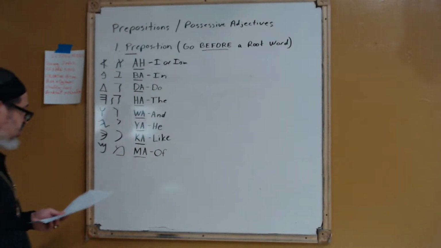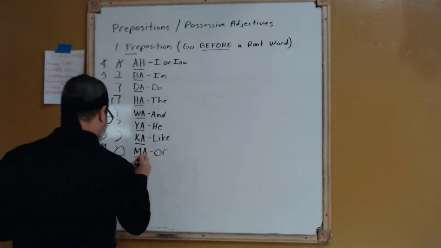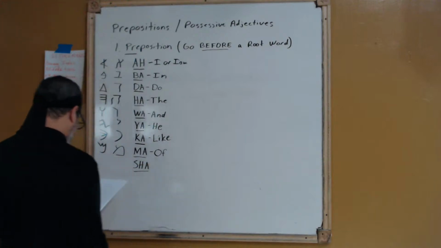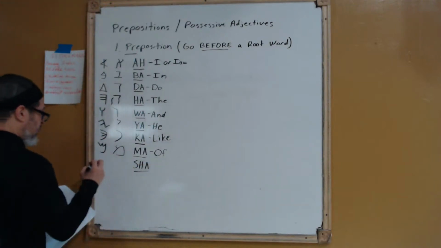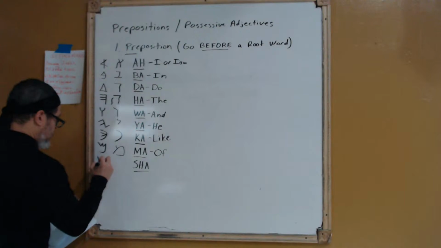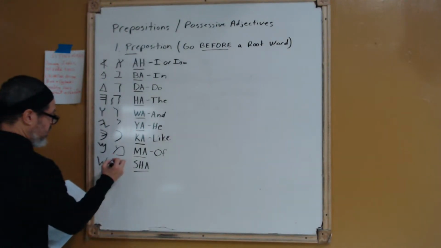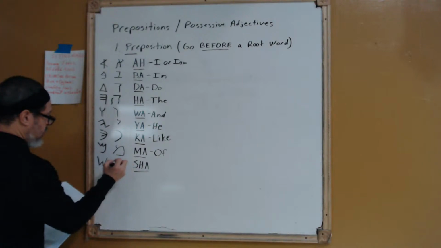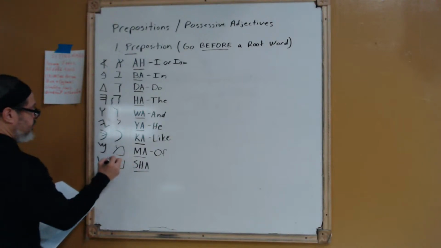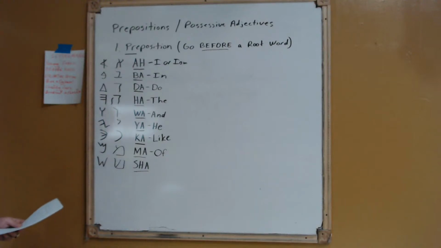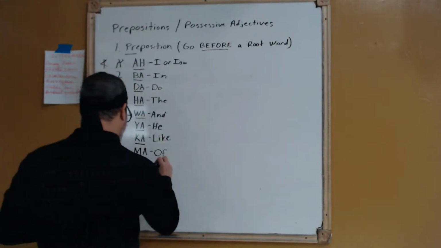Next, we have sha. The sha symbol is our W. And then the modern is that. And this is the word for "pertain".